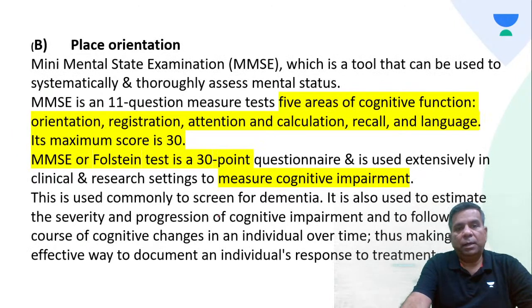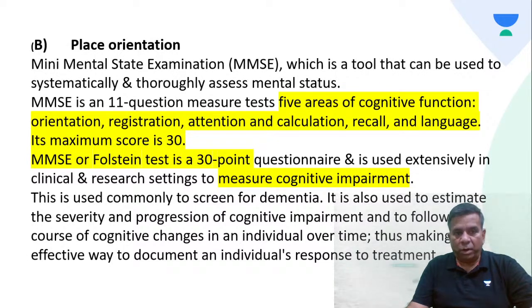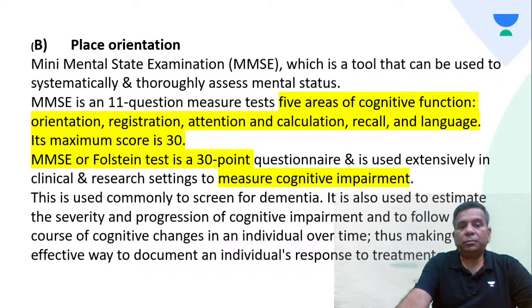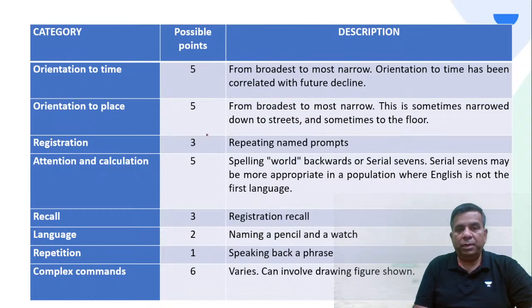So we'll just have a look at this. It taps the 5 areas of cognitive function, namely orientation, registration, attention, calculation, recall and language. Orientation to time is 5, place is 5, and spelling the word backward or serial 7s is 5. Recall is 3, repetition is only 1. So registration and recall is 3. Three words will be told, and that will be the point.